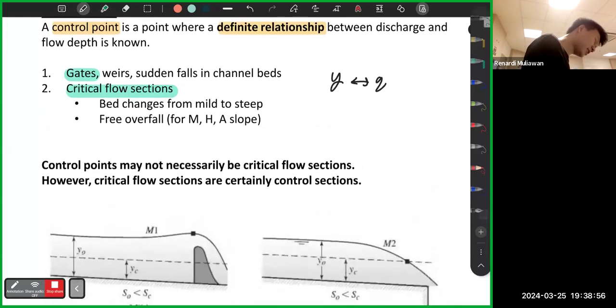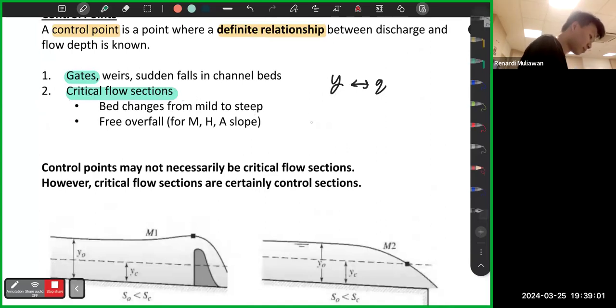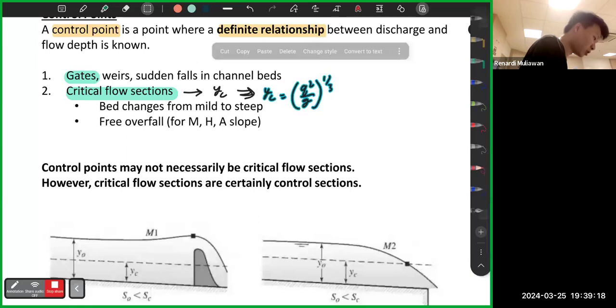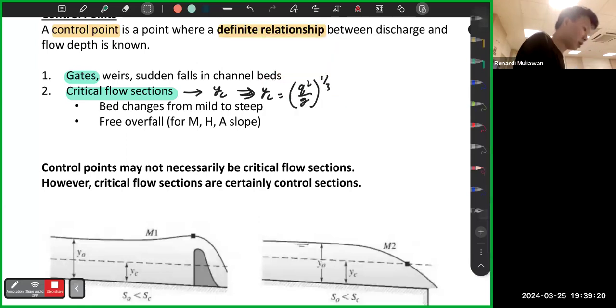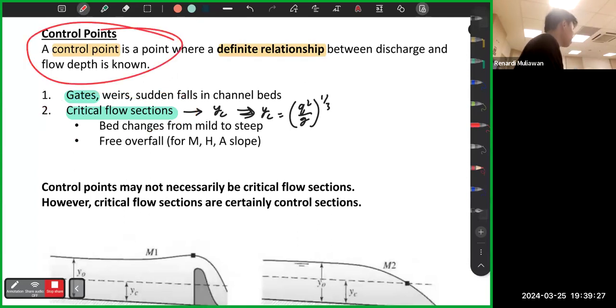I think it's easier to explain the critical flow first. Because you remember, right? If your depth is YC, you can get the discharge from the equation YC equals (Q squared divided by G) to the power 1/3. So if you have a YC, you can know the Q. So that's why we categorize critical flow depths as a control point.